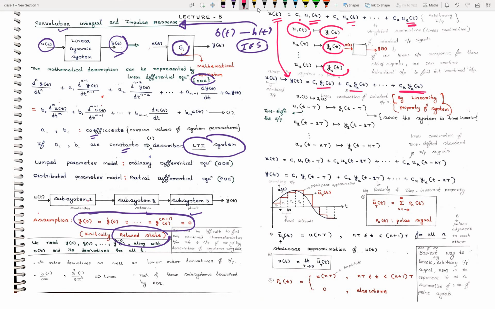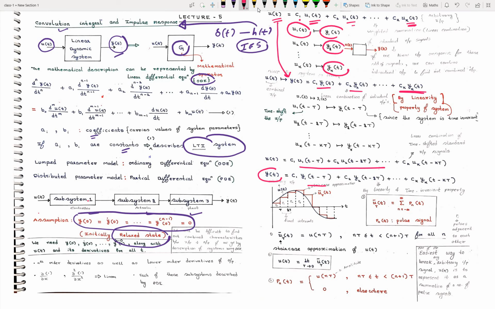The same thing I have taken here, since we are dealing with the LTI system. I have taken the time shifted version of the standard input signals. The same thing holds here for the response y(t). Okay, so c1 y1(t minus T), c2 y2(t minus 2T), and so on up to ck yk(t minus kT).